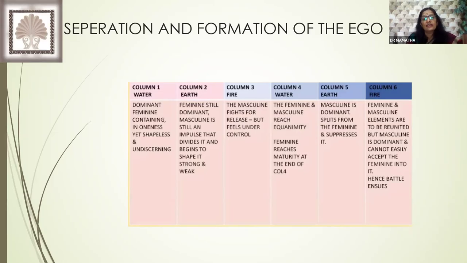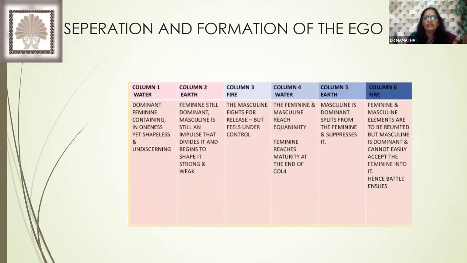Column 4 is again feminine, and at the lower end of column 4, masculine energy starts building. So it's a balance of feminine and masculine to reach equanimity. Feminine reaches maturity at this end of column 4.